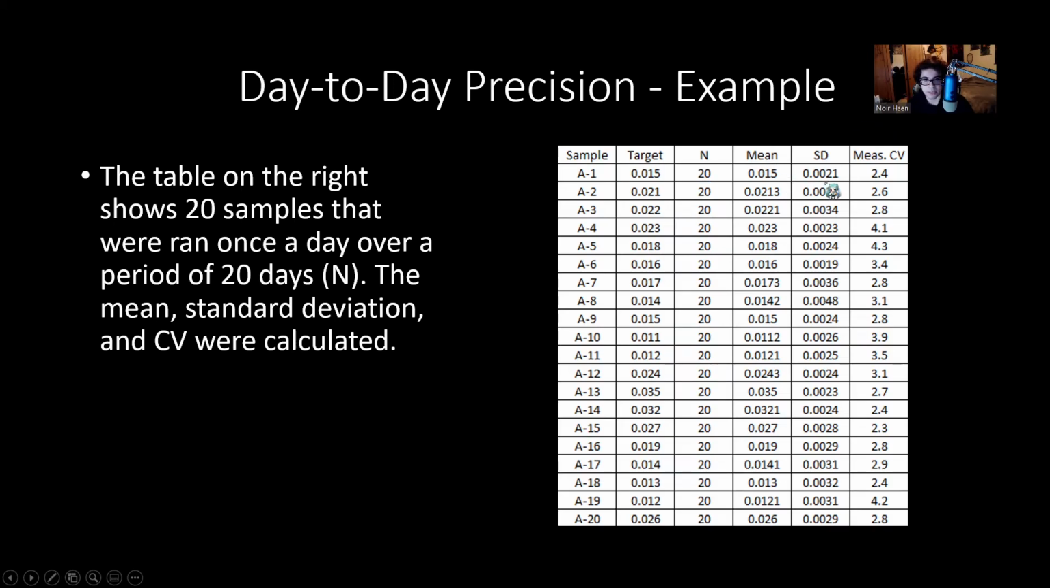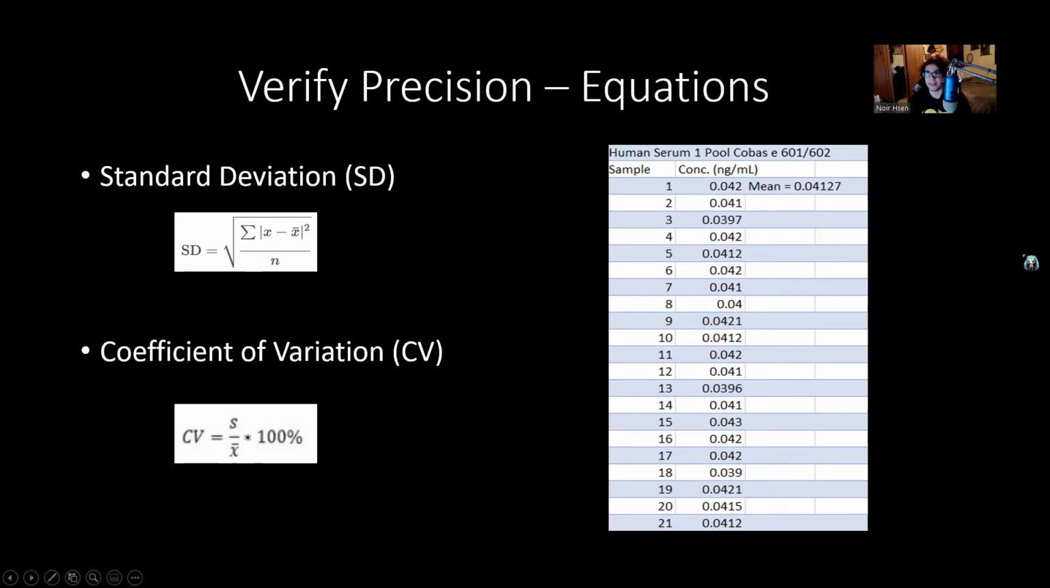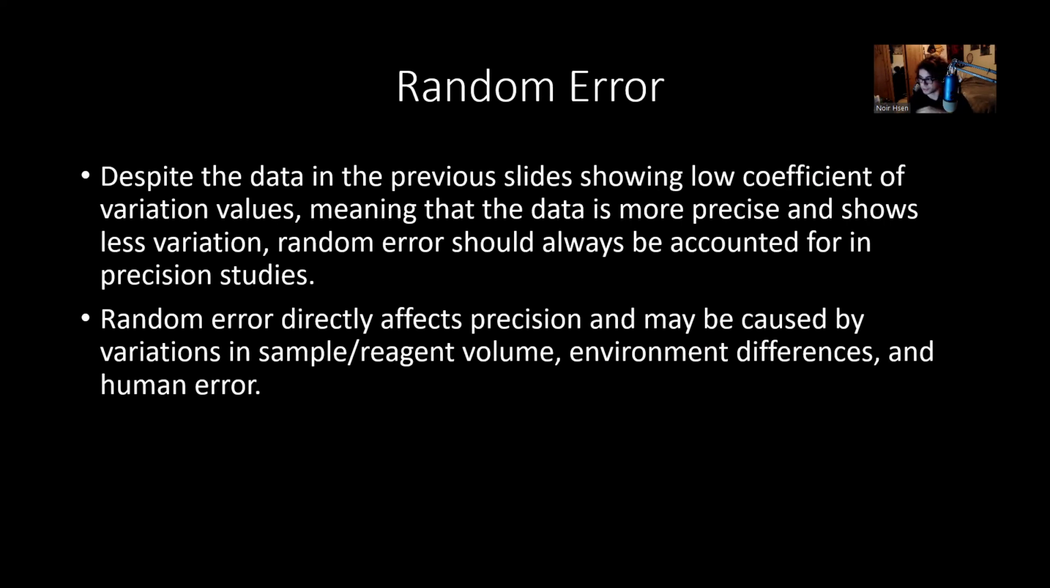And then this is the mean, this is the standard deviation, and you got a low CV. So you can see you got a low standard deviation and a very low CV. So we got some good precision going on here. And these are just equations I wanted to throw up to be useful: standard deviation, coefficient of variation.